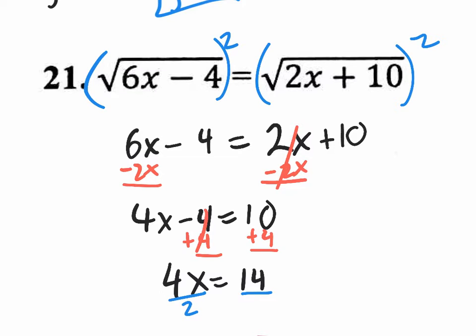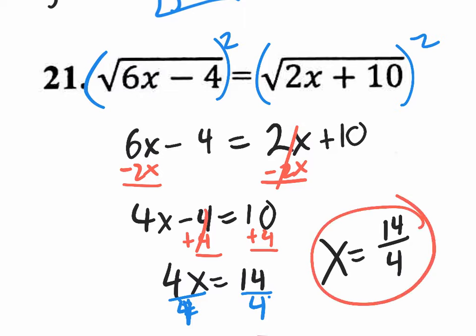Dividing by 4, you end up with x equaling 14 over 4. Did I do something wrong? I don't know. That's our answer. You could reduce that answer to 7 over 2. Okay? Let's actually do that. X equals 7 over 2.